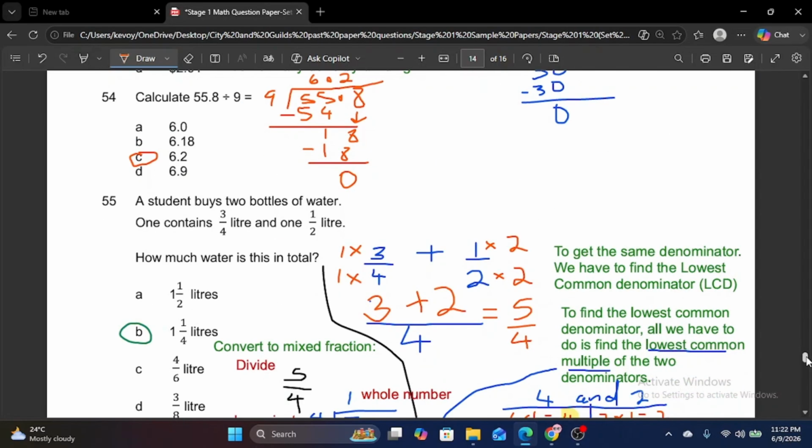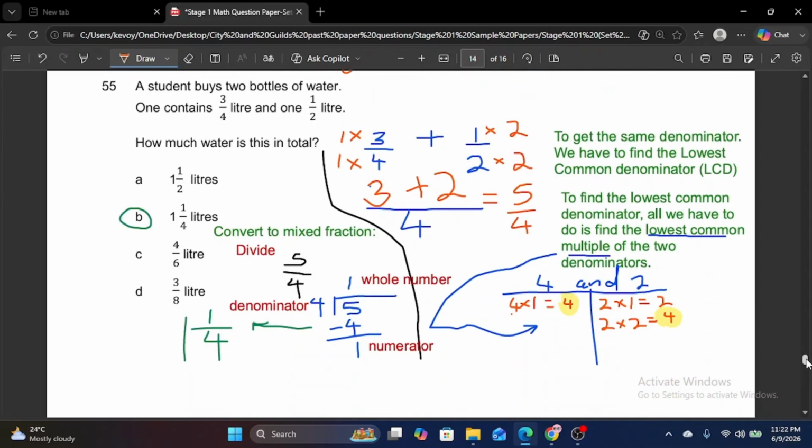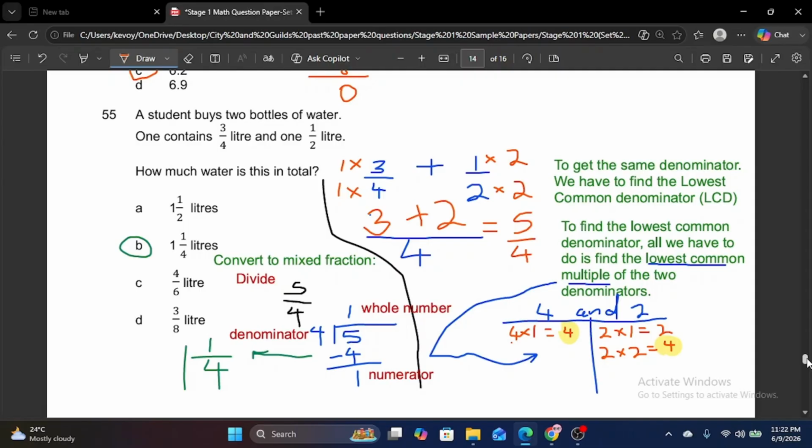Alright. Oh, I didn't do that one. I can't believe it. I'm going to have to do this one over again. So a student buys 2 bottles of water. One contains 3 over 4 liters, and one contains a half liter. First things first, let me just erase this quickly.